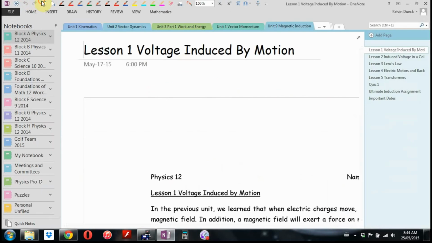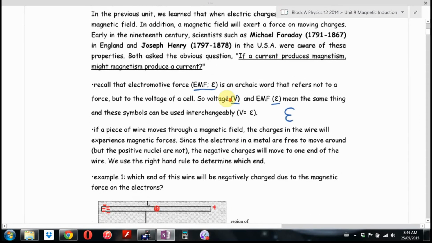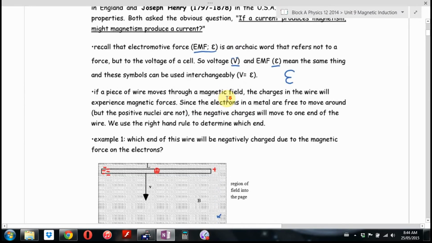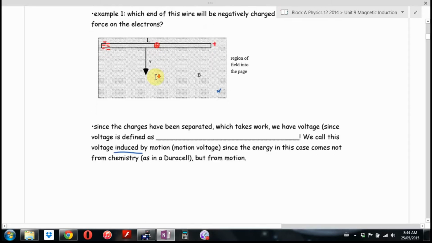Review. Last day we said, if current can create magnetic fields, might magnetic fields create current? So we looked at the work of Faraday and Henry, and we said it turns out if you physically pull a rod through a magnetic field, the charges will be separated. You will do work separating the charges. In fact, you will feel a force opposing your pull, because nothing comes for free, and you'll create a voltage.